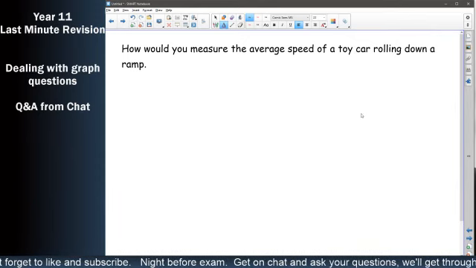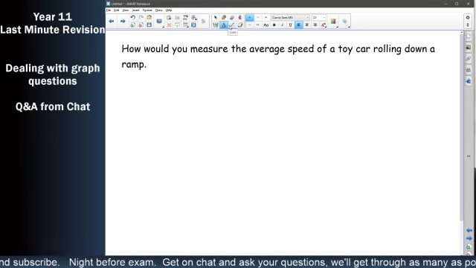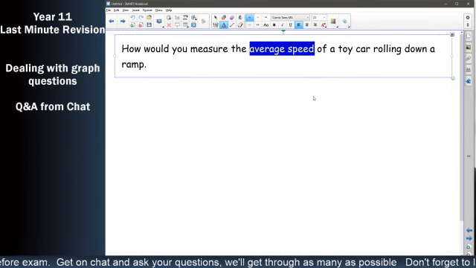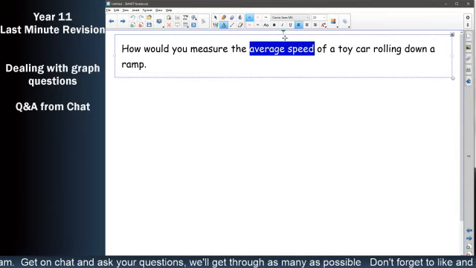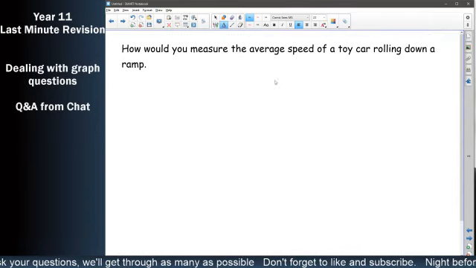impulse here is to panic. You're going, oh no, what am I going to do here? So relax is the first thing. Let's pick out our keywords here. Average speed is probably the most important thing here. This is the physics. Everything else is situational. The actual physics of this is average speed. So how would you calculate the average speed of something?